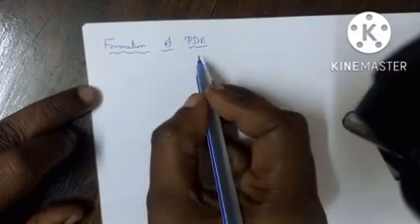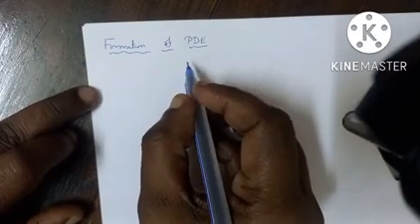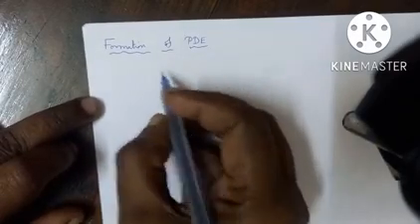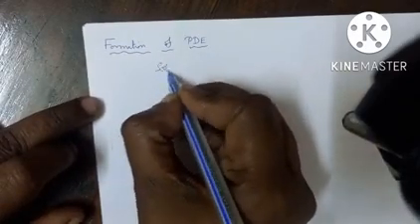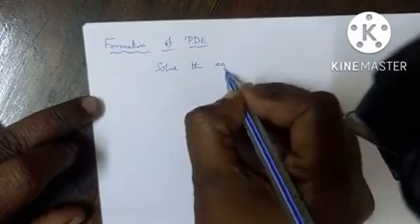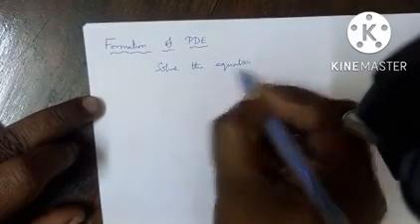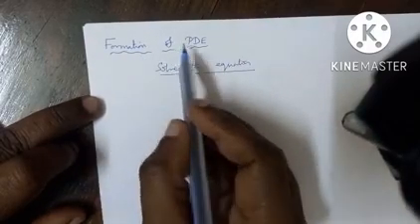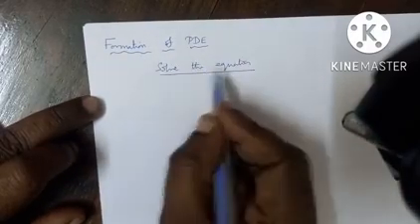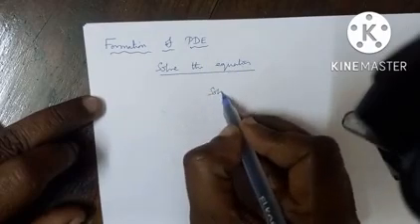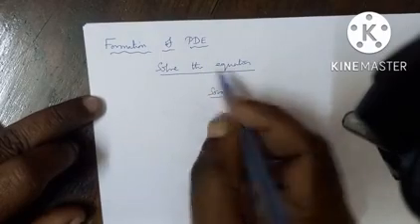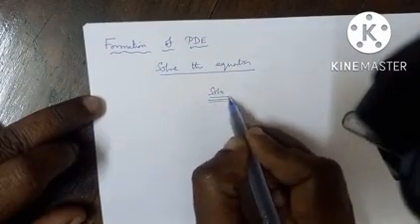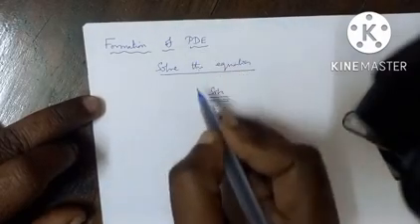The heading is Formation of PDE, which is the first heading in the unit Partial Differential Equations. Usually the question will be to solve the equation, whatever unit you take. But here the question is to form the equation. When we solve an equation, we get a solution, so here we need to form the equation. The solution will be given, and with the help of the solution, we form the equation.